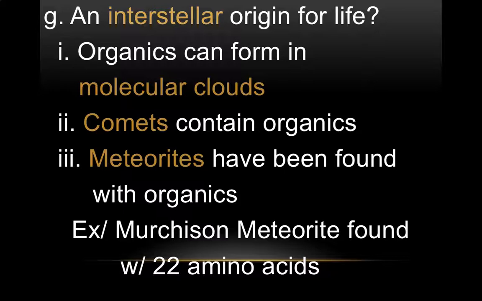Very interesting stuff. For example, the Murchison meteorite had 22 different amino acids that had developed just naturally. Again, that's not life. It's just the building blocks of life. But it's an interesting hint on how life might have formed and how it might have come here. So many questions to be answered.